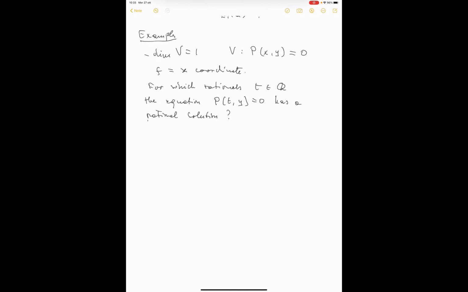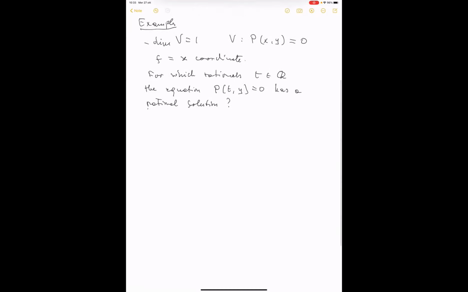Because if the equation has a rational solution, this means that t is in the image of the map on the rational points of V. So we see that already with this example, we recover a very general Diophantine problem. If we go to several variables, it is essentially the same. This illustrates that the problem is very much related to classical Diophantine stuff.